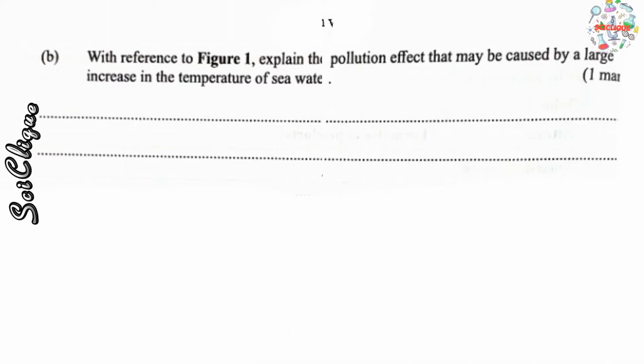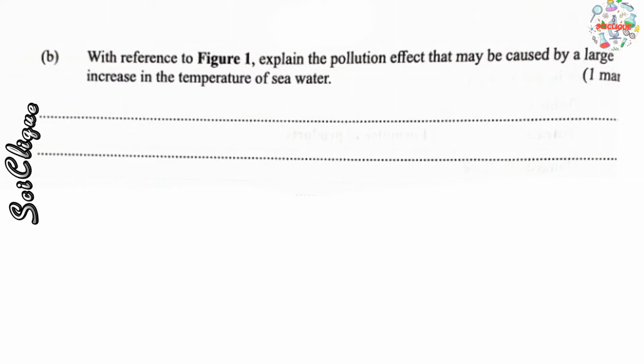Part B. With reference to figure 1, explain the pollution effect that may be caused by a large increase in the temperature of sea water. Now, when it comes to the sea, we are going to have some oxygen dissolved in it. You remember, oxygen is slightly soluble in water, so some amount of oxygen is going to be dissolved in the water. And this is very important to sustaining marine life. You know, marine animals and plants that require oxygen for respiration.